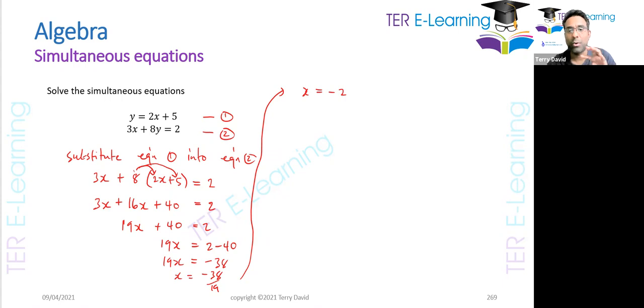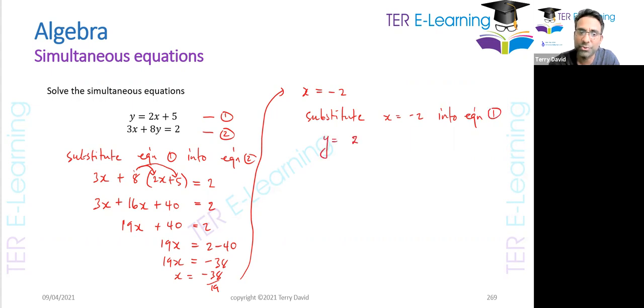Once you know what x is, all you need to do is take that value and plug it into any one of your two equations. But I'm going to plug it into the first one because that is already written as y equal to something. So you're going to say substitute x equal minus 2 into equation 1. And that's going to be y is equal to 2 by minus 2 plus 5. So this is going to give me minus 4 plus 5. And this is going to give me 1.